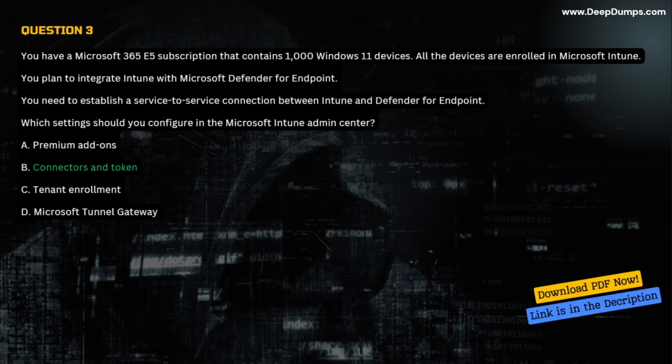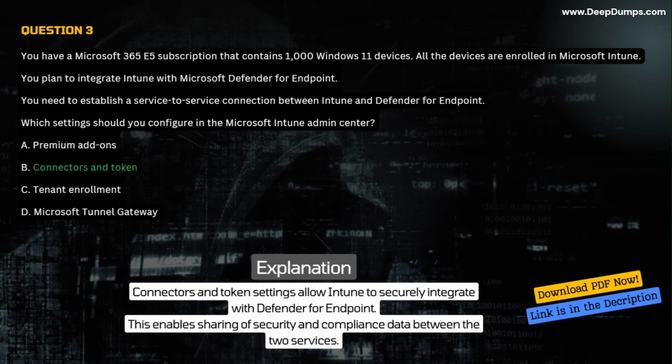Correct answer B. Connectors and token. Explanation. Connectors and token settings allow Intune to securely integrate with Defender for Endpoint. This enables sharing of security and compliance data between the two services.